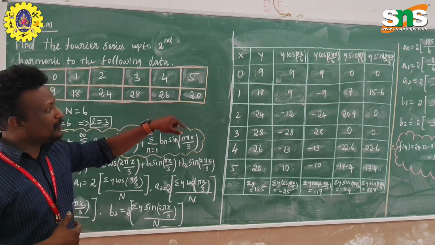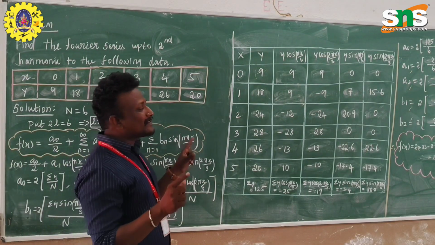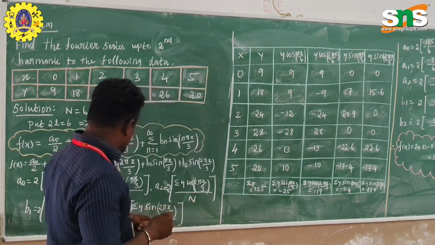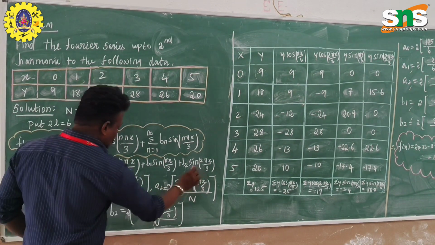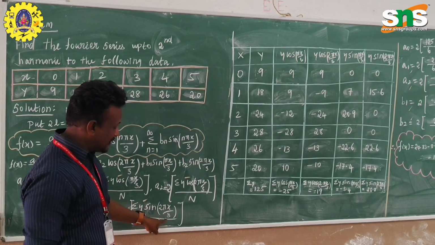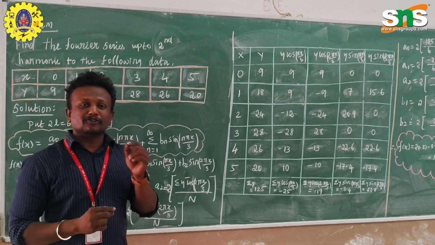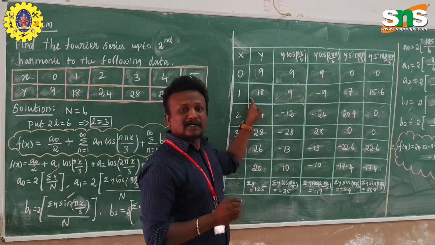So let us jump into the next step, where we are going to find the necessary results. To get the values of the Fourier coefficients, we require the summation of y, and this one, then this one, and the summation of y sin 2πx/3. We require all these values in order to find the Fourier coefficients. So let us jump into step 2.